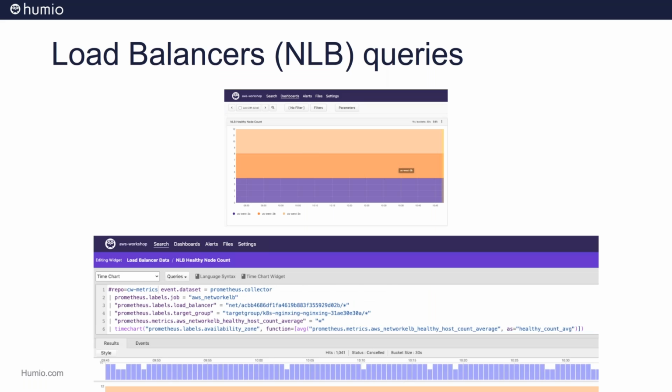If we're actually looking at this data, as I said, we're pulling this data with the Prometheus collector. This is what the actual query looks like to produce my NLB healthy node count. In general, the approaches are the same. What's going to change is your labels and the names of things. But really, the important line is the last line in this query, that time chart. It's looking at the availability zones and then it's averaging the healthy count across that.